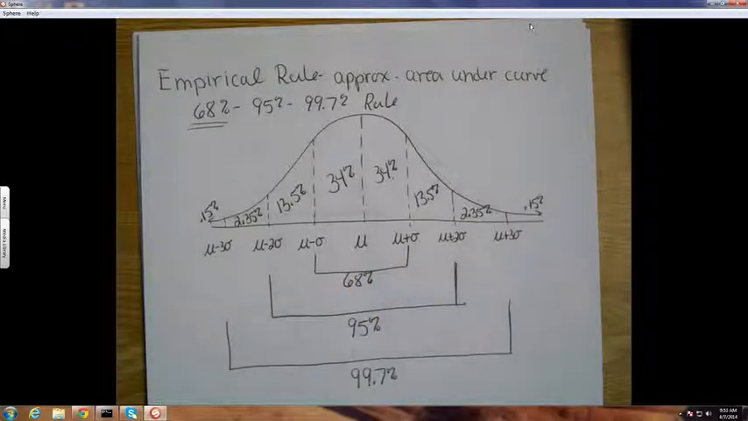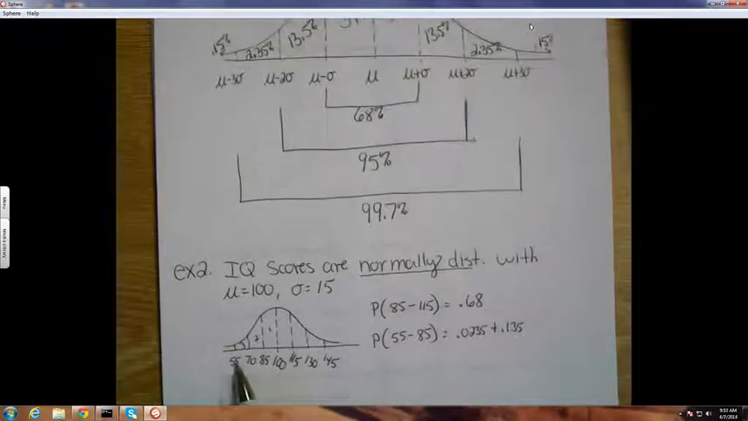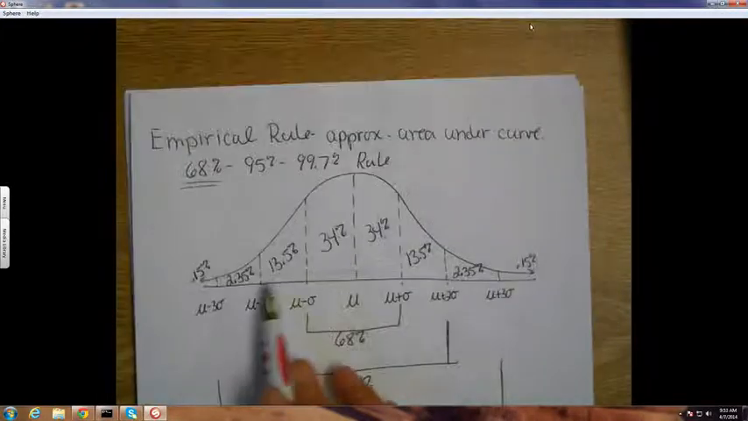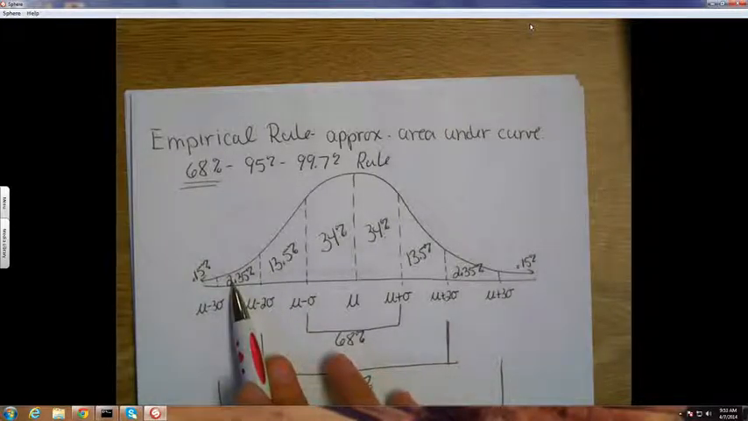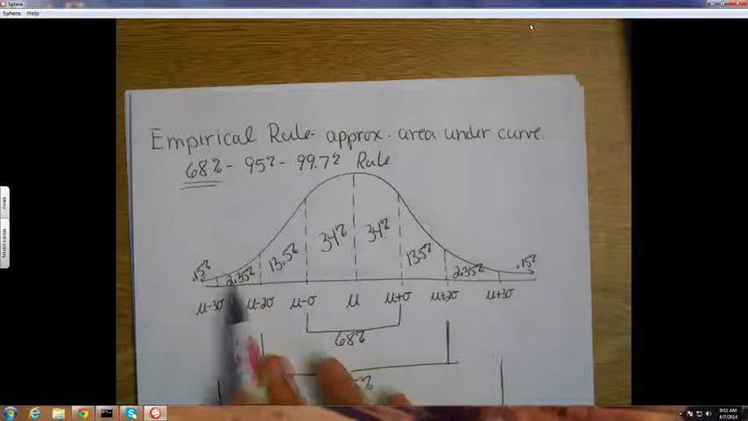Do you see where the 55 and 85 are? So I want to know how much area is right here for these two pieces. I've told you up here what the areas are by the percentages. But aren't they going to be different? No, not if it's normal. All normal data fits this curve.